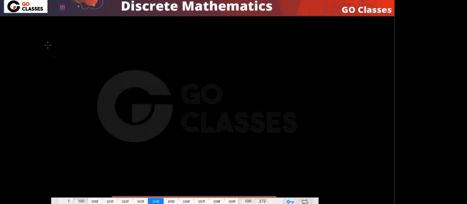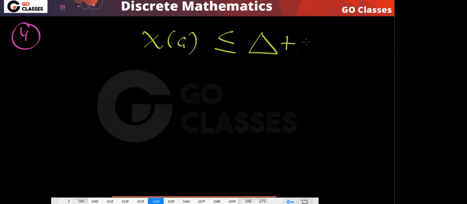Okay, so this is the idea. And what is the fourth guideline? Once you get the answer, you can apply that the chromatic number will be less than or equal to delta plus 1, and greater than or equal to the clique number. The chromatic number will definitely be between these two.